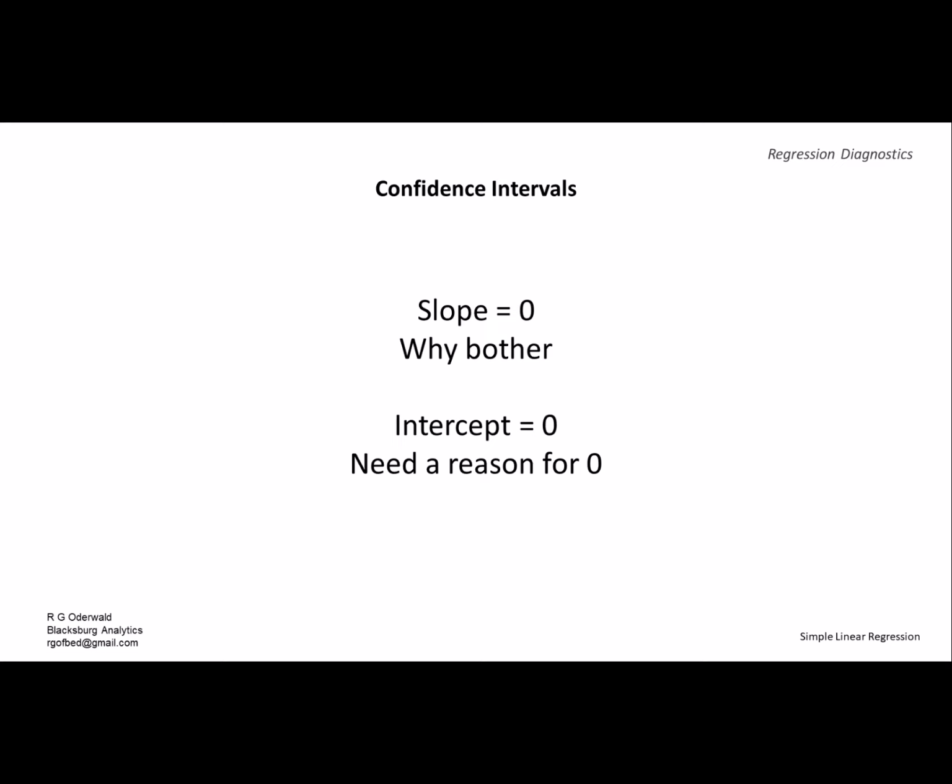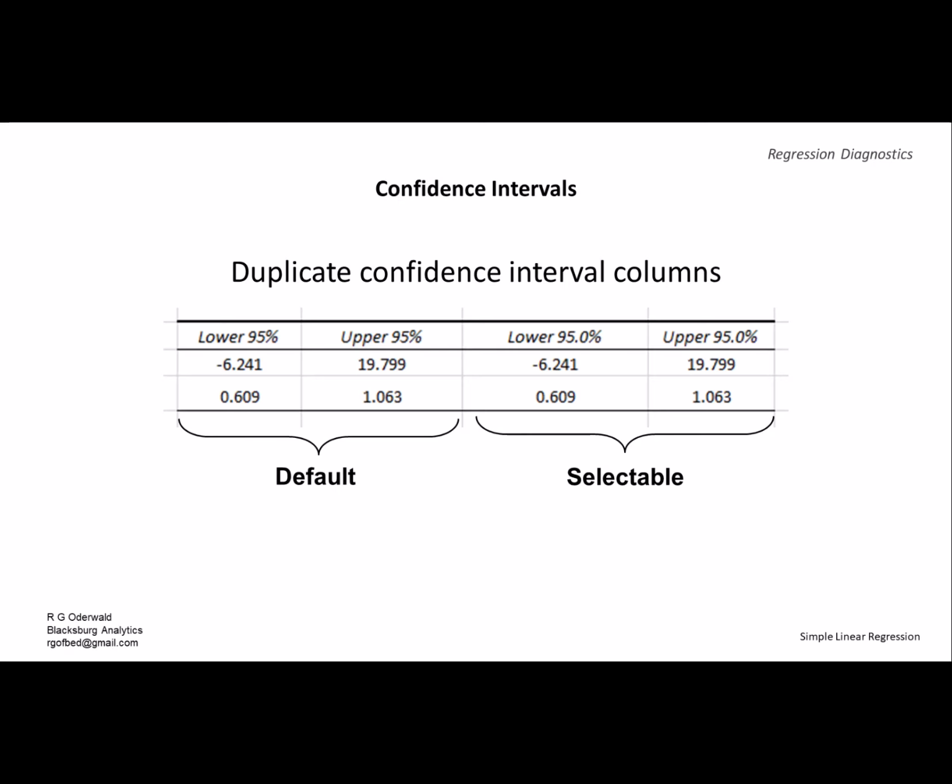All in all, you need to be familiar with these test statistics because someone might ask about them. Otherwise, take the intercept and slope and leave the rest. Incidentally, the 95% confidence interval columns are duplicated. The first lower and upper is the default 95% interval. You choose the confidence level for the second lower and upper in the regression function. Otherwise, it's 95% as well.